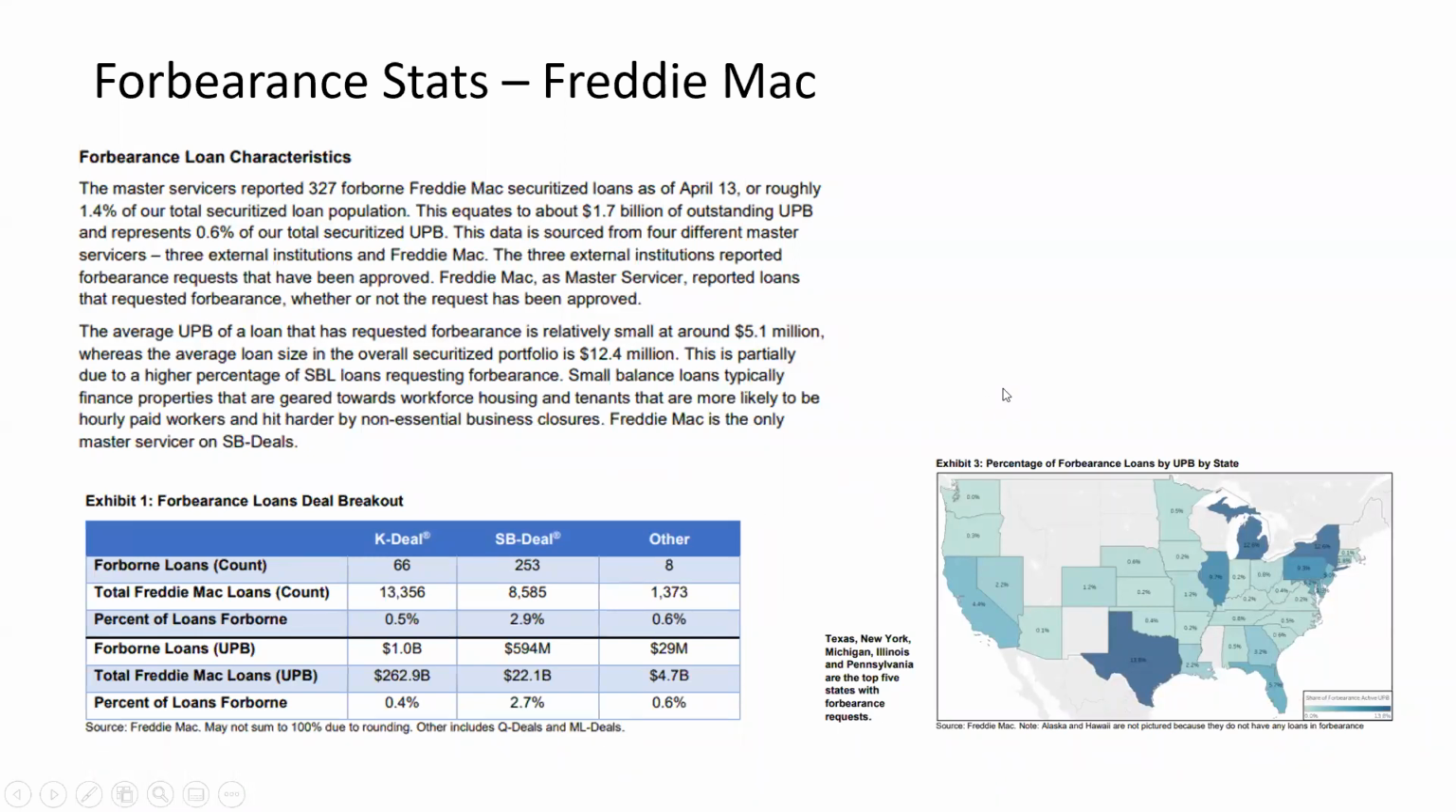And so, they said, look, the small balance loans, they're typically more workforce housing. They're not like your A and B tenant or class typically. So on the larger Freddie Mac conventional, most of those deals are A and B quality deals. The small balance are typically B and C. So they're seeing a little bit more hurt on the B and C side.